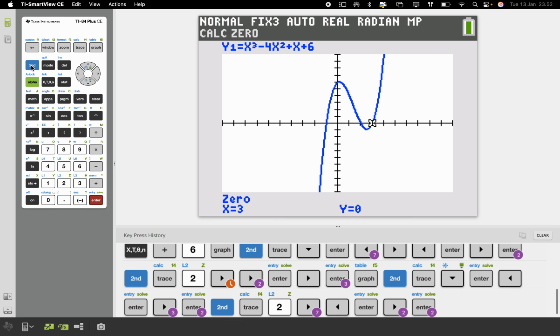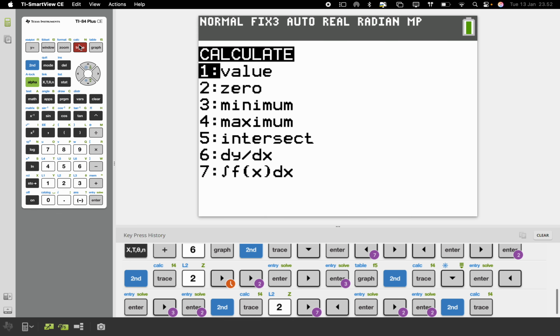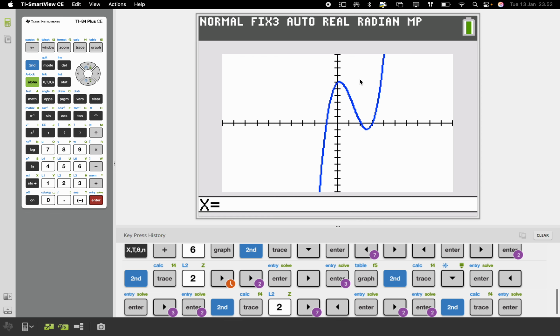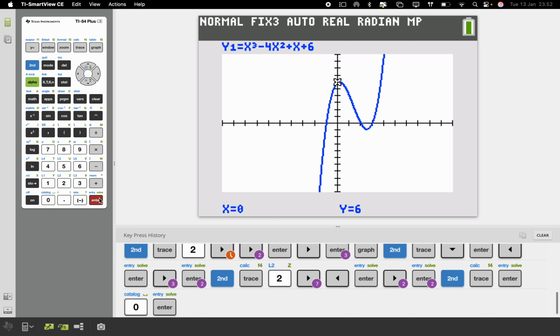Now let's see how we can find the y-intercept. So same command, second, trace, but this time we're going to find the value. What is the value of x at the y-intercept? 0. So enter. So the y-intercept is 0 comma 6.